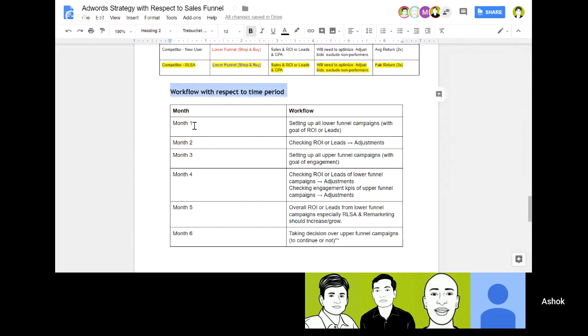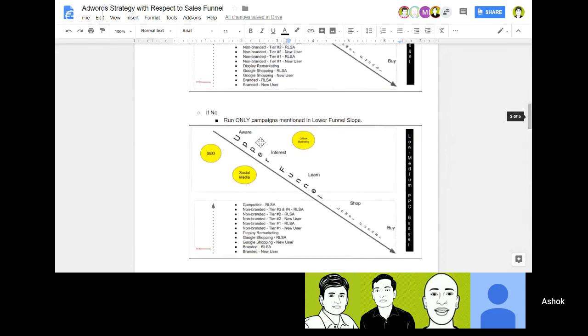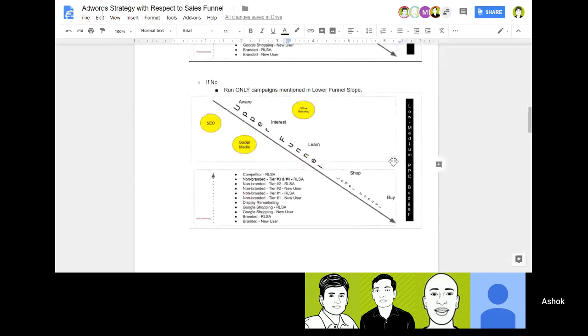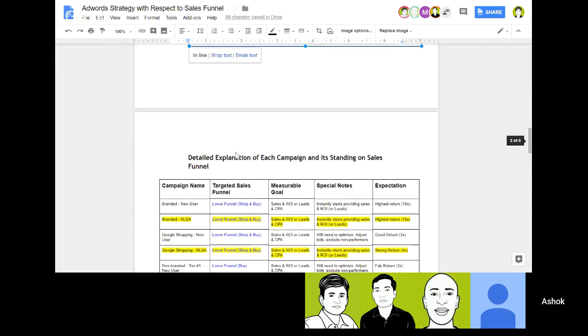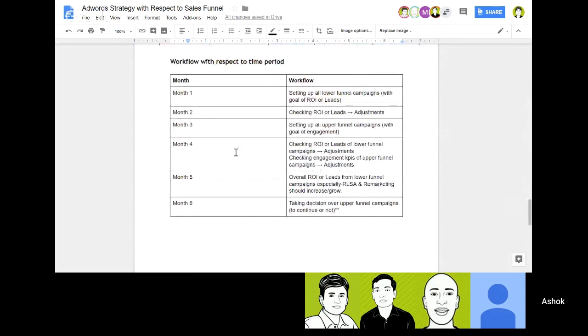So now, coming next, this will give a very easy understanding: a workflow with respect to time period. So month one, whenever you start a PPC account, you are going to set up all lower funnel campaigns whose goal is to get ROI or leads. No matter which account you are, either high budget or low budget, the first thing you are going to do in the first month is set up these low funnel campaigns, whose goal is getting ROI or leads in case of lead generation, and ROI in case of e-commerce. Month two, you are going to optimize these campaigns and see how they are performing, checking their ROI and leads and making adjustments.